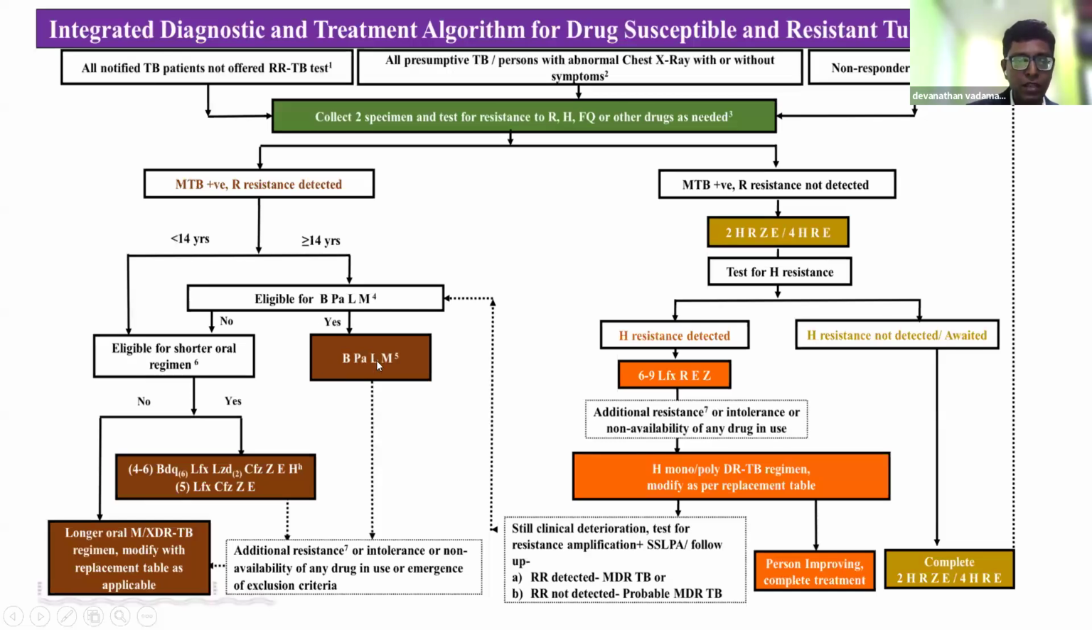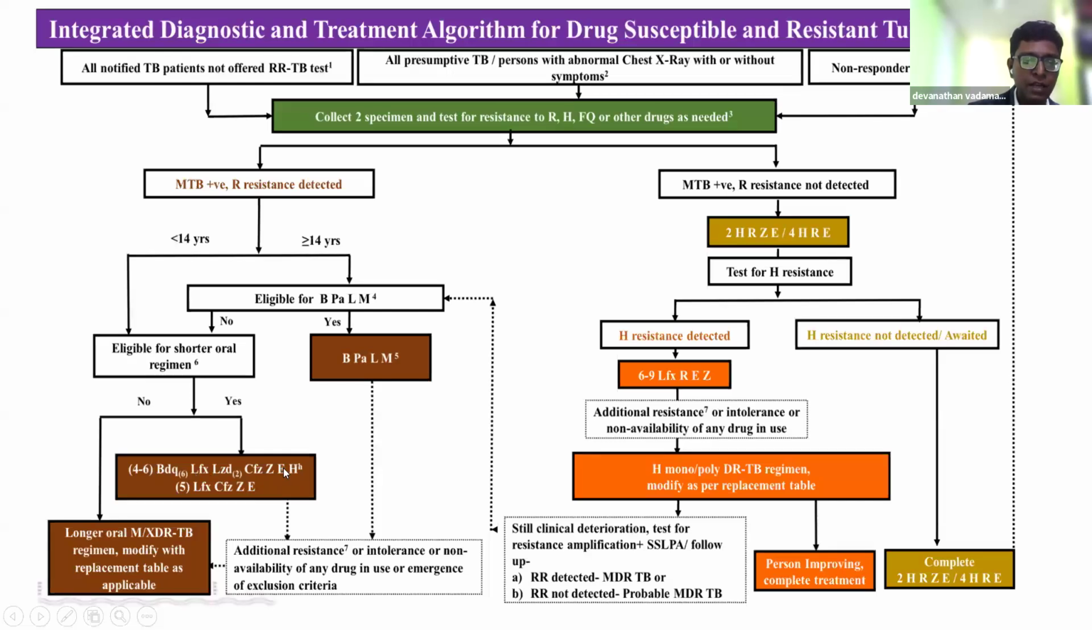If the patient is not eligible for this, then we have 2 more regimens. One is the shorter oral regimen. This is an 11 months regimen. This will contain 7 drugs in the intensive phase and 5 drugs in the continuation phase. So for MDR, the first regimen is BPaL-M. This is given for 6 months. If the patient is not eligible due to any cause, then we move on to the shorter MDR regimen, which is an 11 months regimen.